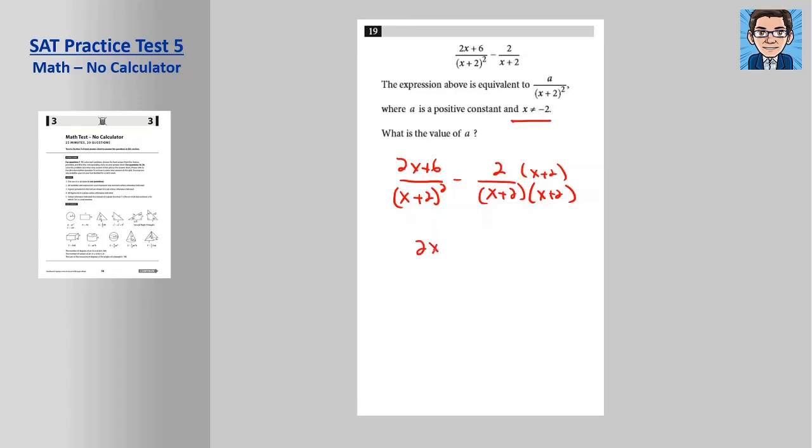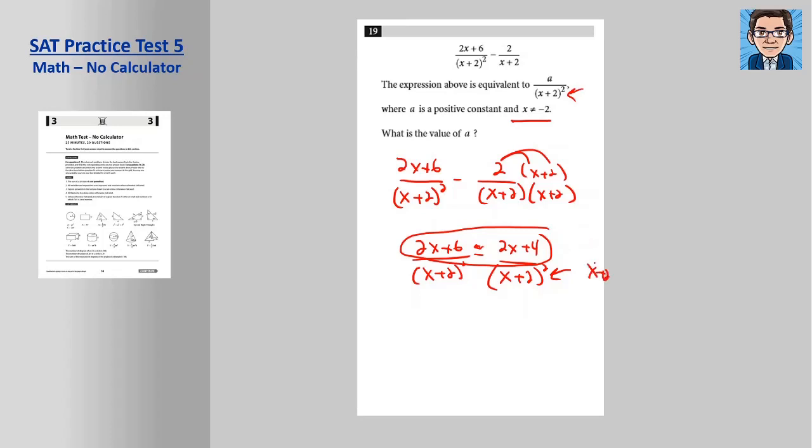So then we're going to get 2x plus 6 over x plus 2 squared. And here we're going to multiply this out by distribution and get minus 2x plus 4 over x plus 2 squared. So now let's take the numerator, because now we have the denominator equal to x plus 2 squared. So our numerator is going to be what a is equal to. So 2x plus 6 minus 2x plus 4 equals a.